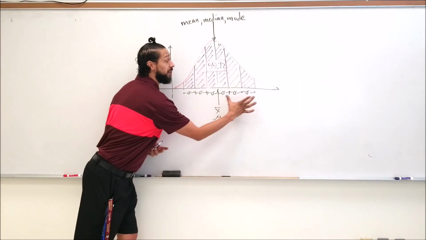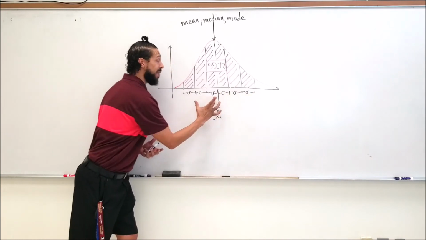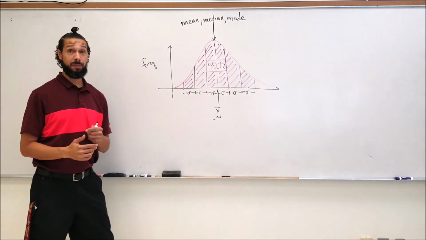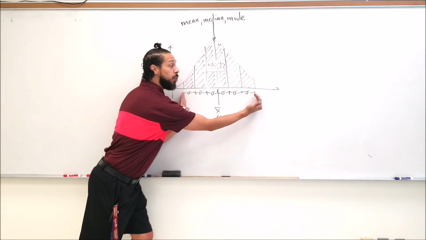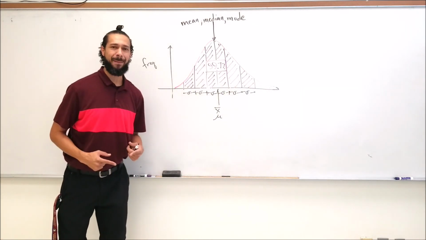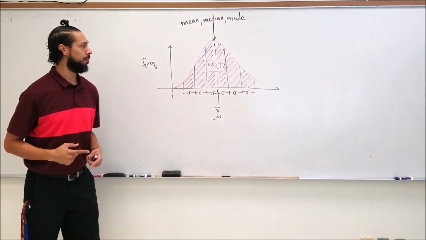So if I count 3 standard deviations above my mean value and 3 standard deviations below my mean value, 99.7% of my data is in between those two values. Okay, let's talk about what that means with an example.